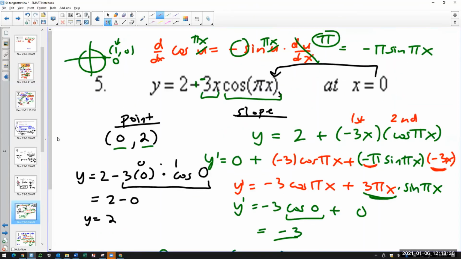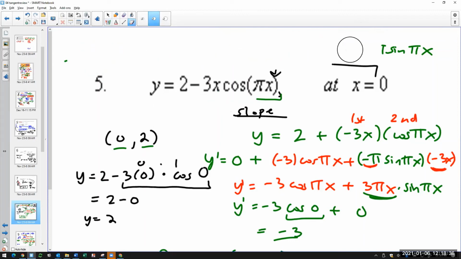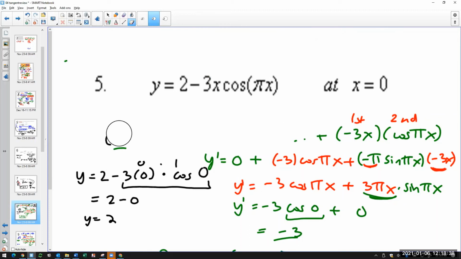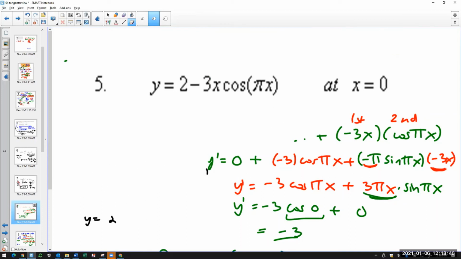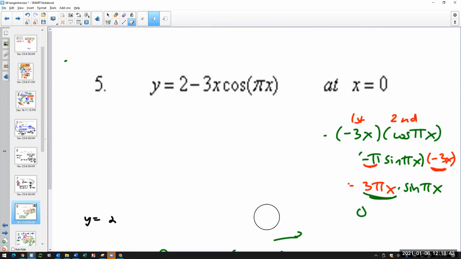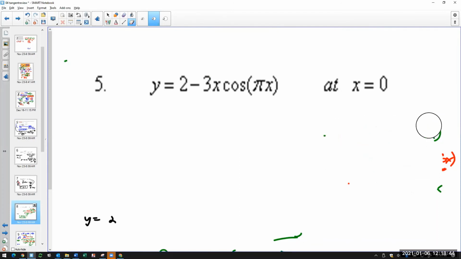I'm going to do number 5. So we're looking for the equation of the tangent line for number 5 here. You need a point and you need a slope. I already know the x value is 0. How do I get the y value?